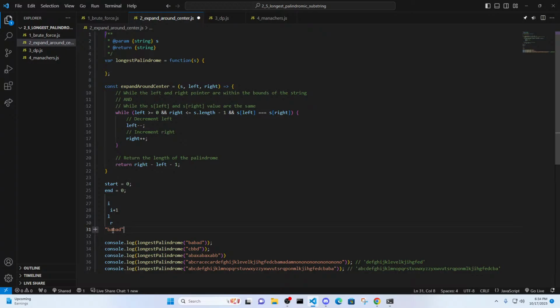Since this is supposed to be the center, we come in, we see left is still greater than 0, right is less than s dot length, but s dot left is not equal to s dot right. They're actually different values. So we never execute this. We do 1 minus 0 minus 1, length equals 0. And then we go ahead and move I.